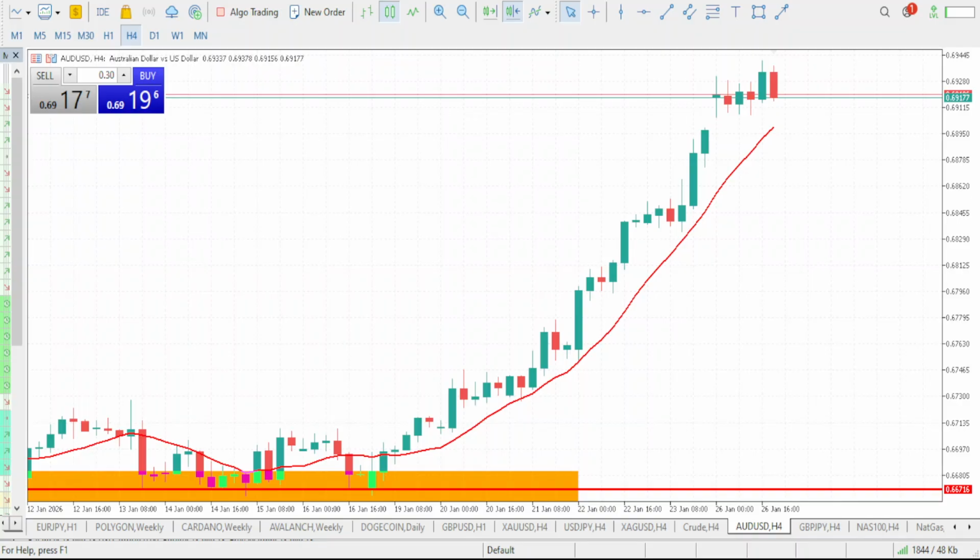Now let's take a look at what we are going to be expecting for the day on our AUDUSD.